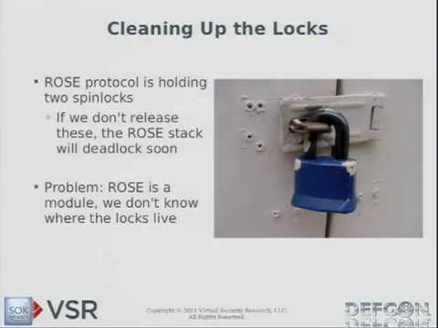The first bit of cleanup I needed to do has to do with some locks. So at the time of the exploit, the ROSE protocol was holding 2 spin locks just for mutual exclusion purposes. And if we just sort of carried on as if nothing happened, then the ROSE stack would actually deadlock and the kernel would lock up. The problem here is these spin locks live inside the ROSE kernel module, which is loaded at runtime, so we don't actually know where it is.